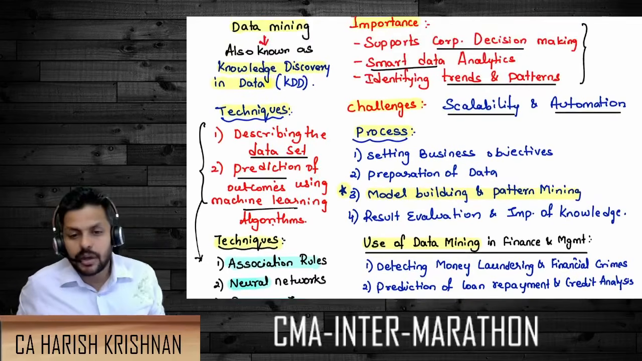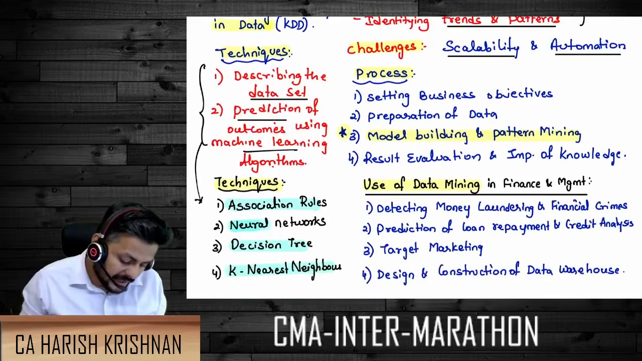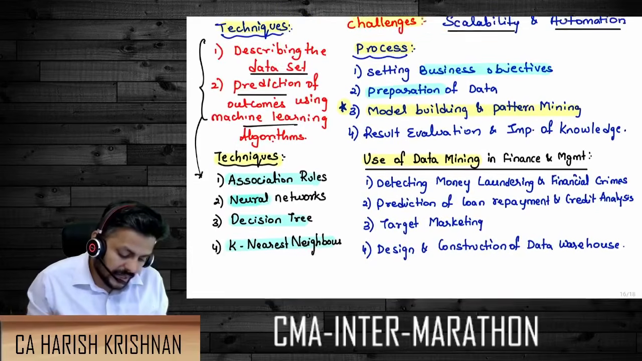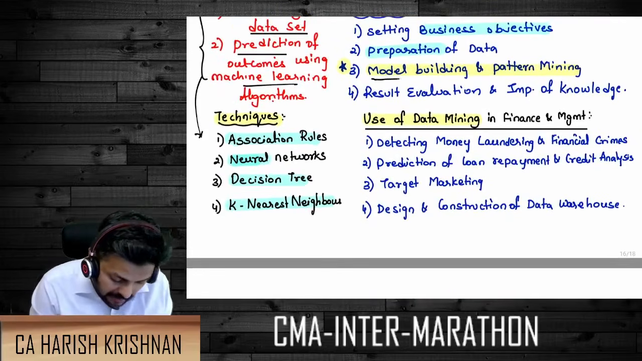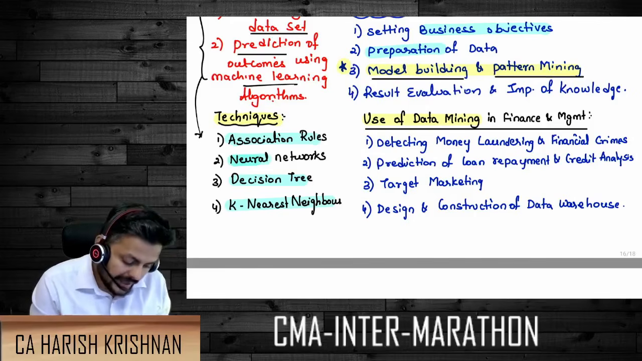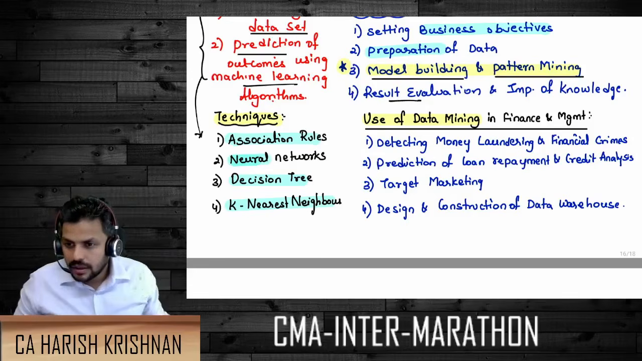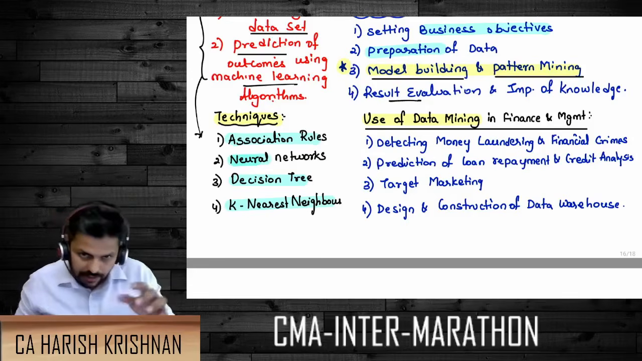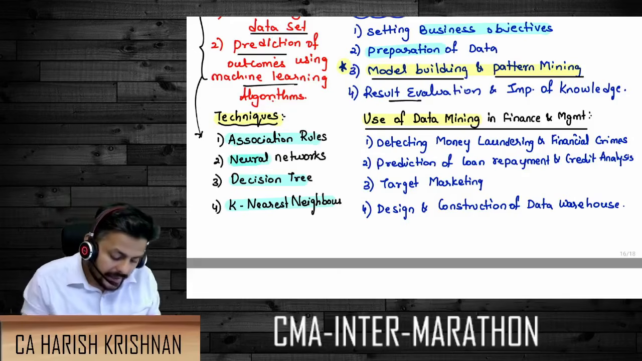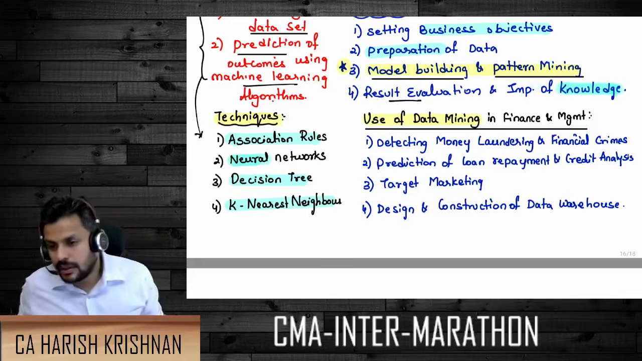What is the process of data mining? The process of data mining is: setting business objectives, preparation of data, model building and pattern mining, and result evaluation. Model building and pattern mining is the biggest task. Four types of data models are there, which are now going to be discussed, which type of analytics are suitable for what, and then evaluate the results, and the knowledge is pulled out, right?